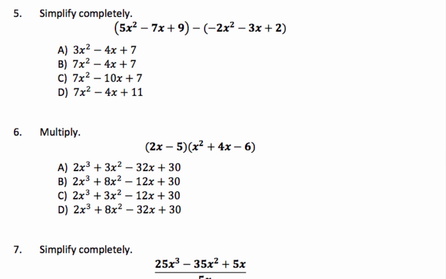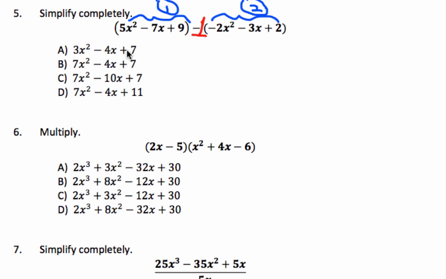Problem number 5 asks you to subtract two polynomials. The first polynomial minus the second polynomial. Now, there's actually a number missing here, because when you're asked to subtract the second polynomial, there is really an invisible 1 here. Because if you were being asked to subtract more than one of them, there would be a 2 or a 3 or whatever number. And since there's no number there, it's really 1.